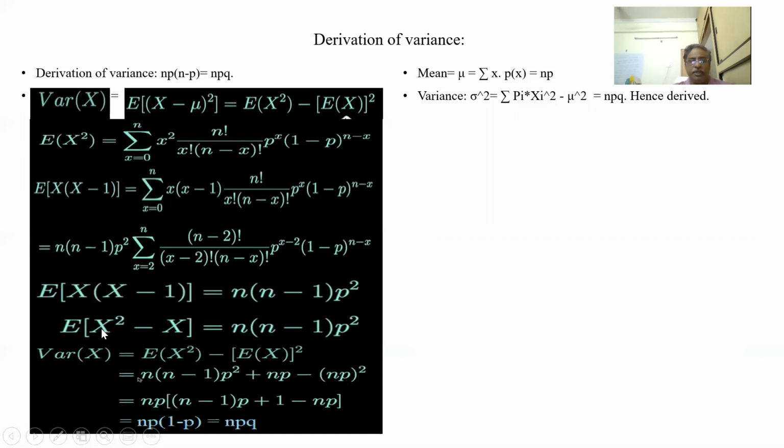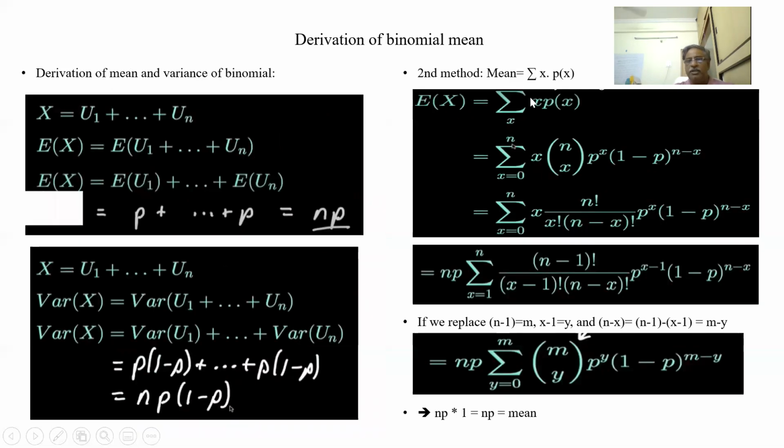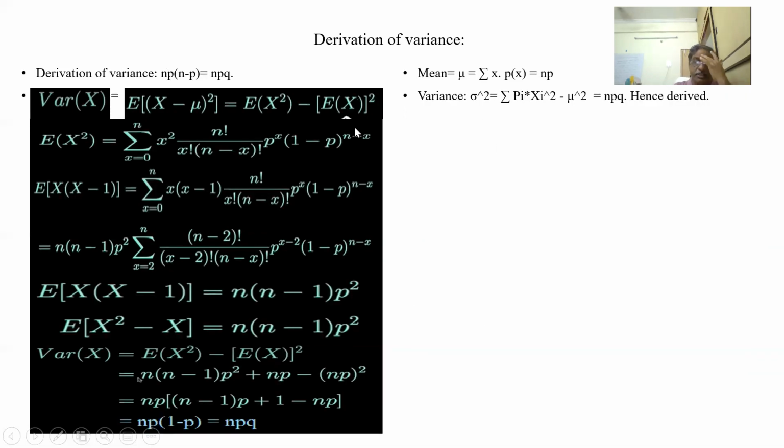So I put E[x squared] is equal to, this minus x will come here. So E[x squared] minus (E[x]) whole squared, this is basically the variance. So my E[x squared] is equal to n(n-1)p squared plus np, because this minus E[x] will come here, it will become plus np, minus np whole squared. This is (np) whole squared. We have just seen E[x] is np. This is the mean, mean squared is (np) whole squared.